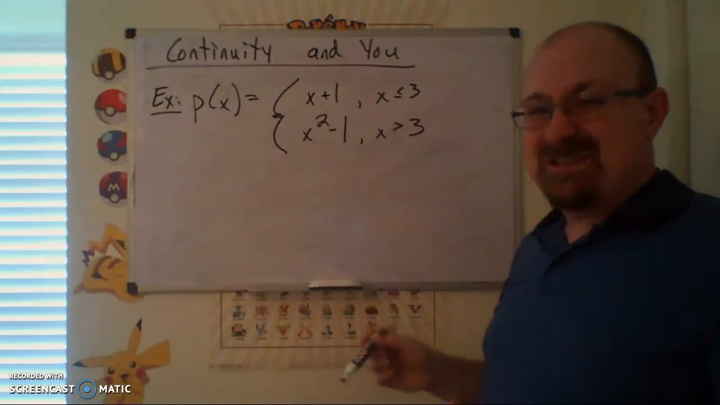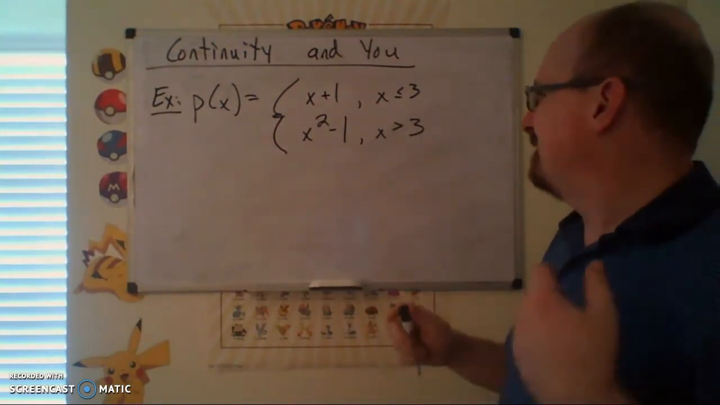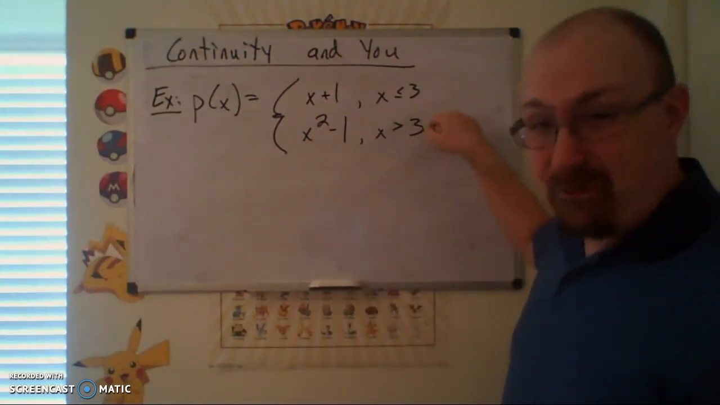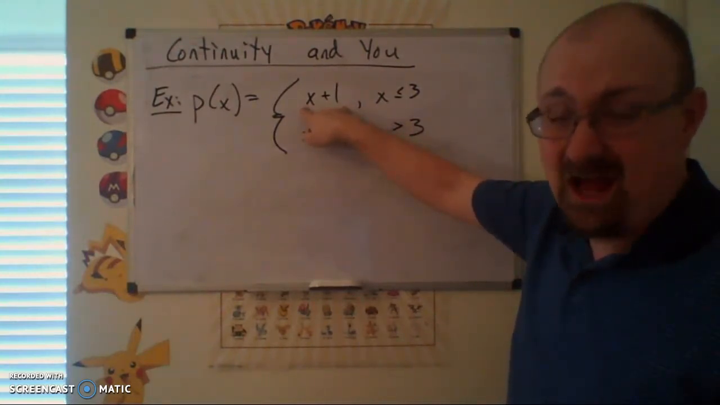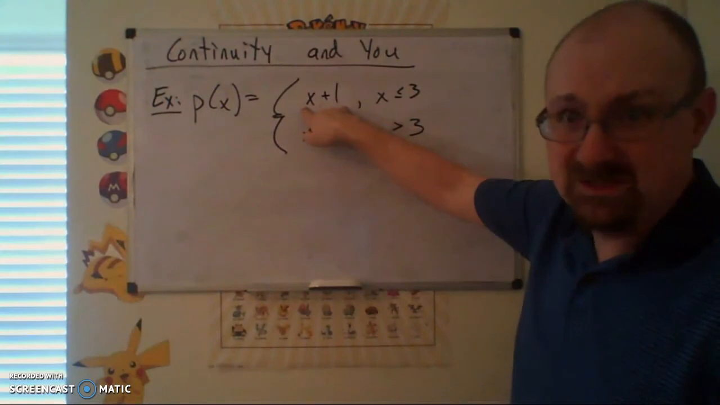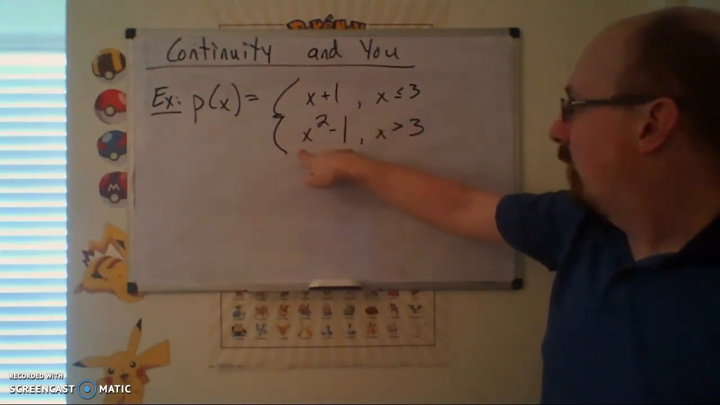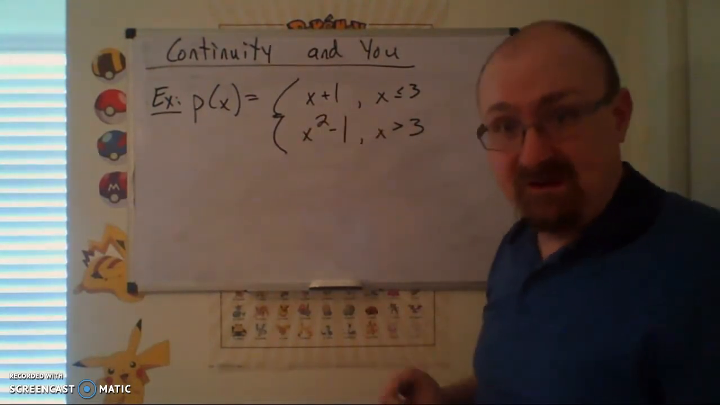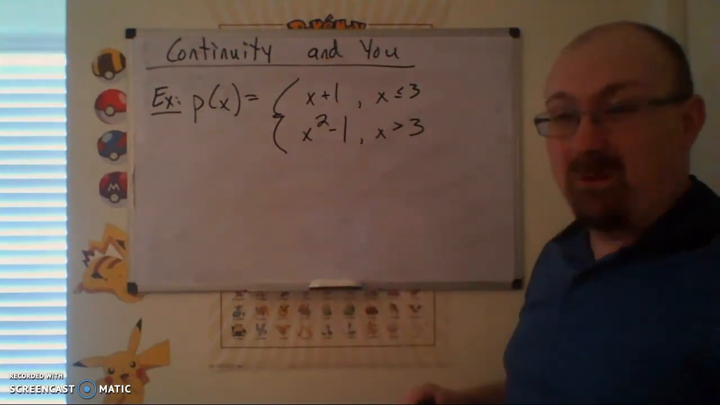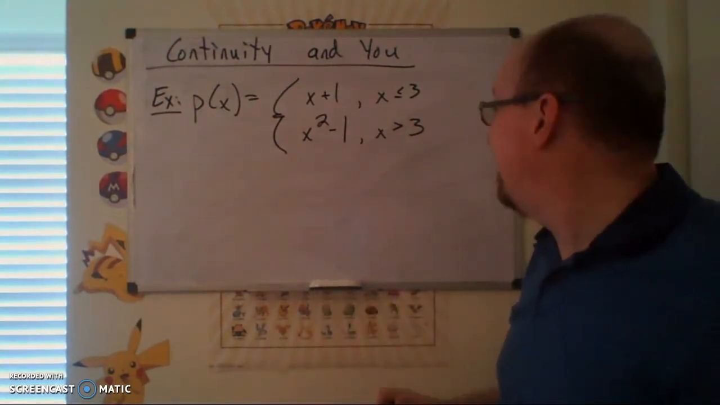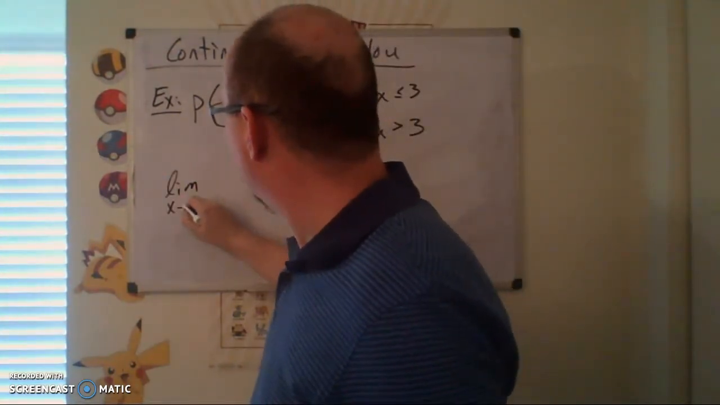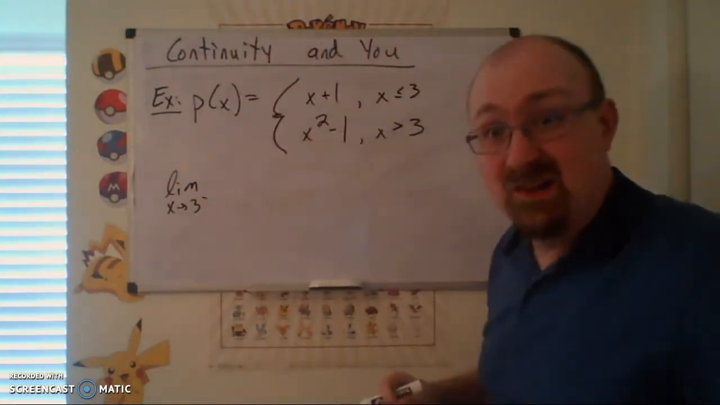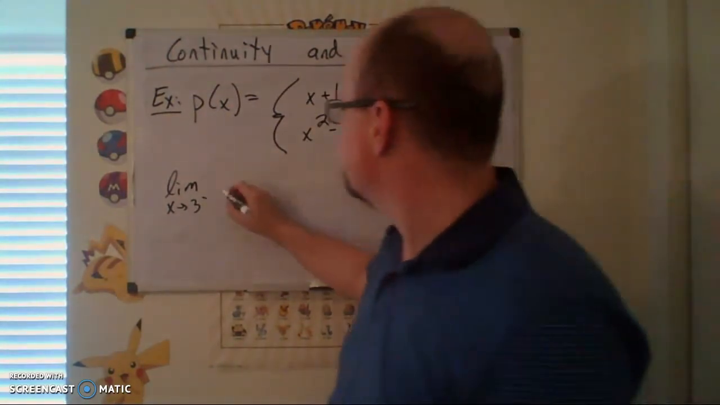As it turns out, in this instance, at any point other than 3, you're just using either this linear guy, which is a polynomial and perfectly fine, or a quadratic, which is also perfectly fine on its own. So the only point we need to be worried about in terms of continuity is x equals 3. And our tool for dealing with that is going to be to consider left and right hand limits in this instance.